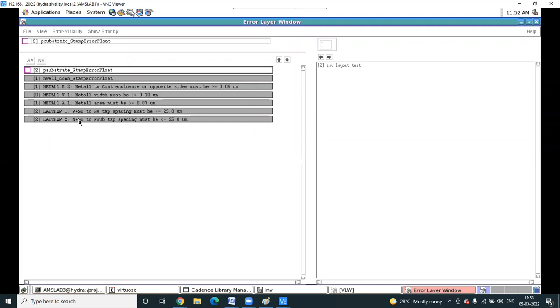The second error is N plus. This is your N tap, this is a P tap. N plus to P tap to P substrate tap spacing must be less than or equal to 25 micrometer. So what does this mean?